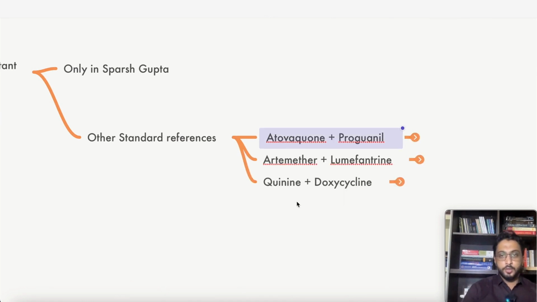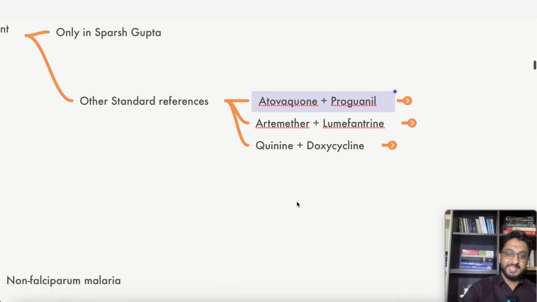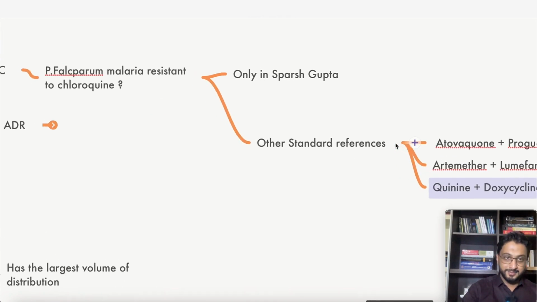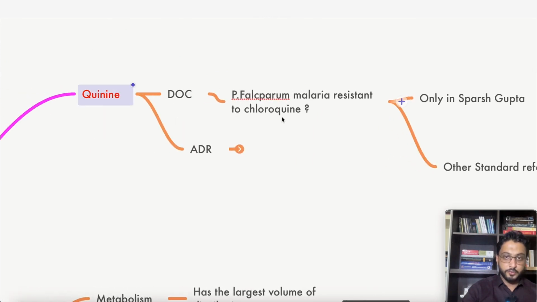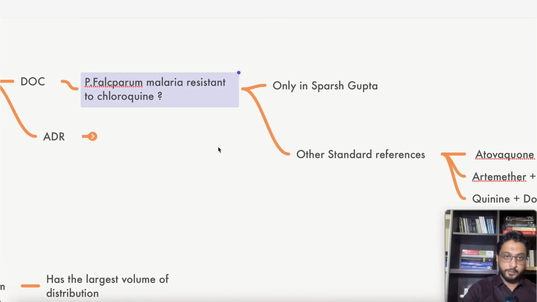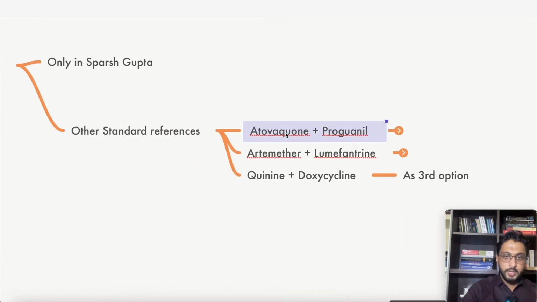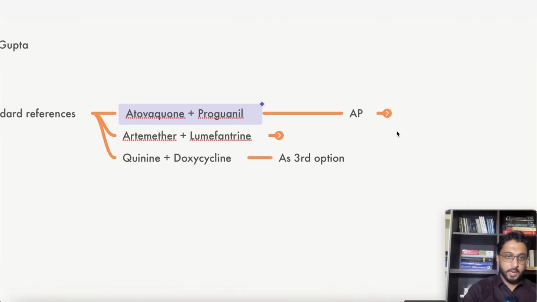Atovaquone plus proguanil combined. So I searched in different books. Some standard references said that quinine along with doxycycline is a third option. It's not the drug of choice, though your Sparsh Gupta says it's a drug of choice for falciparum malaria resistant to chloroquine. The first drug is AP, atovaquone and proguanil. And this was the question asked to you.